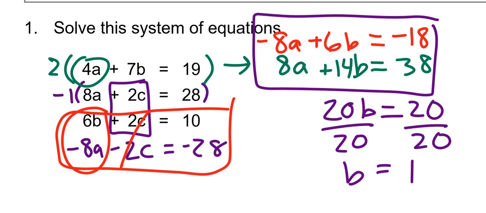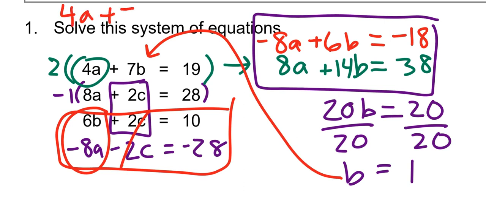Okay, so what did you do with the B equals 1? What should we do with it? We could plug it into the first equation, that's true. We could come up here, plug it into that first equation. 4A plus 7 times 1 equals 19.